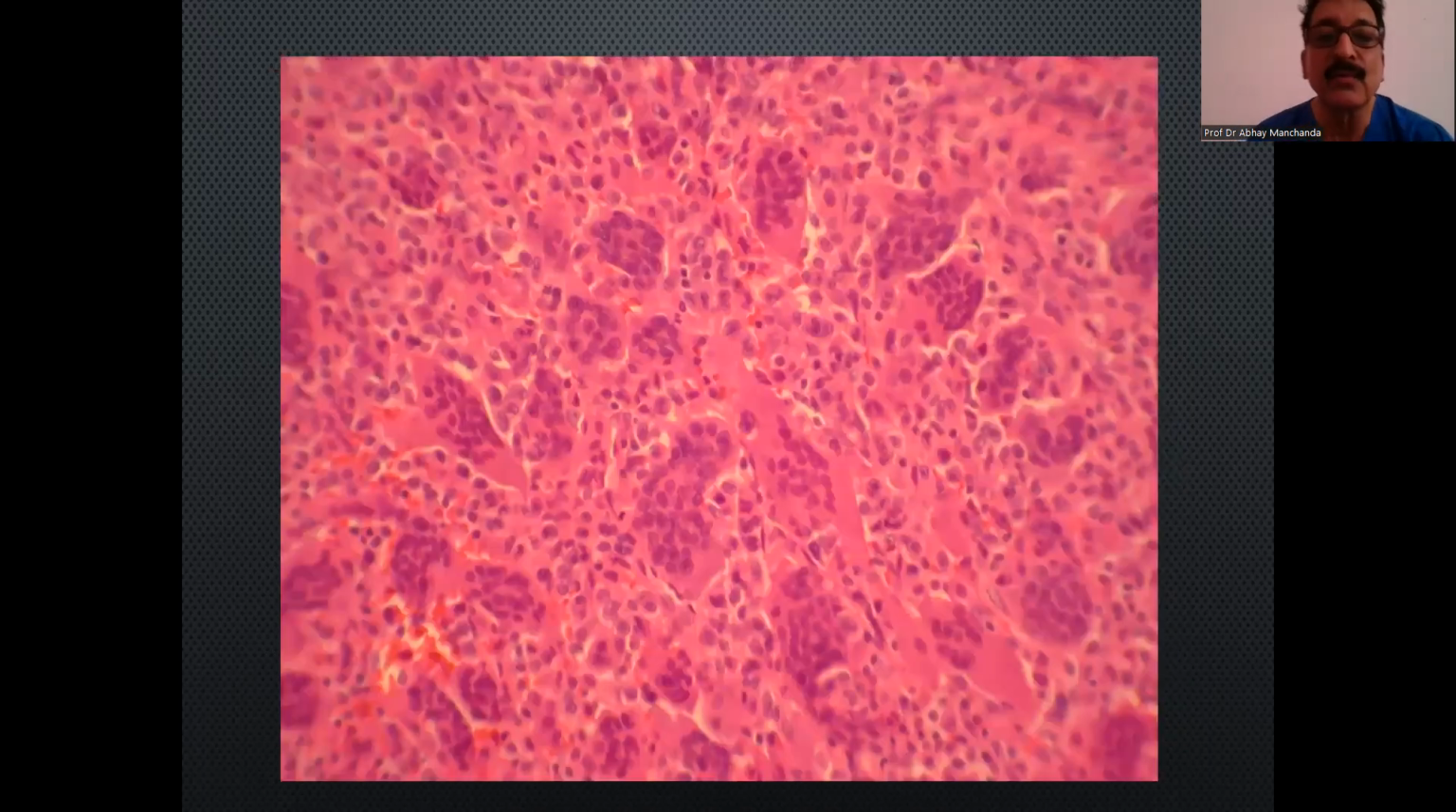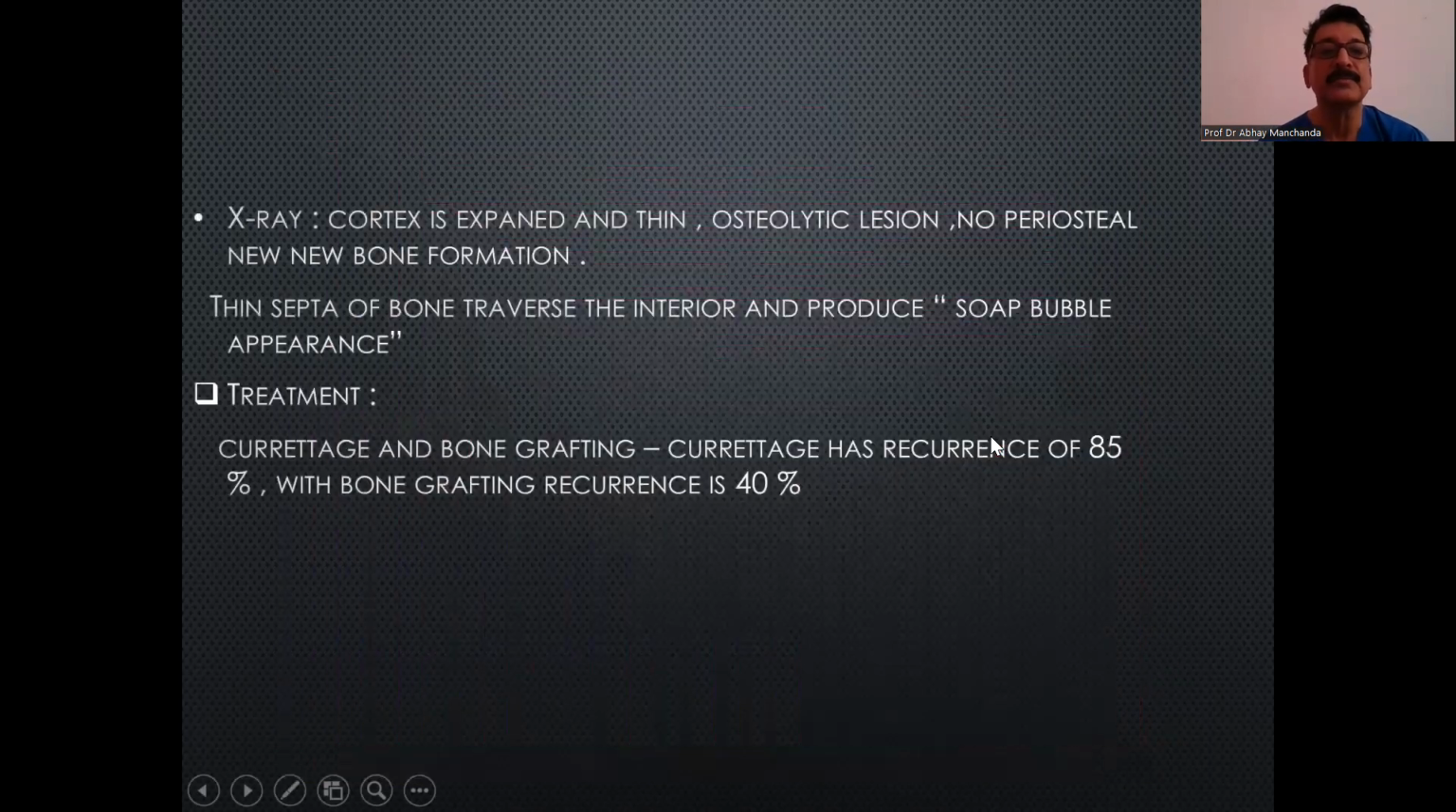This is a slide of a GCT where you can find groups of giant cells. You can find 1, 2, 3, 4, 5, 6. Oh my God. And in between is a background of mononuclear cells, classical giant cells, no doubt about it.